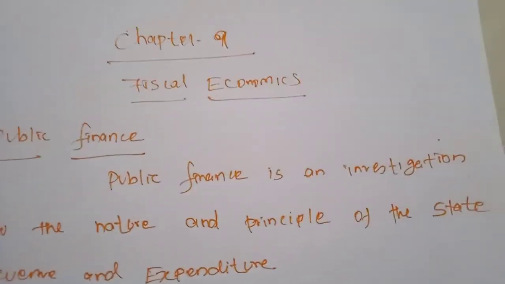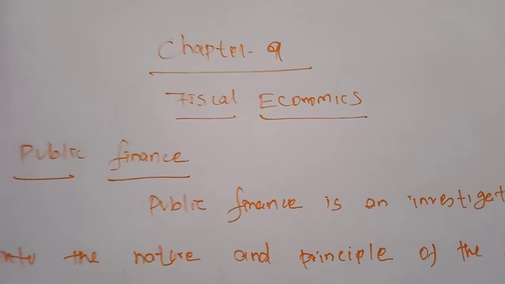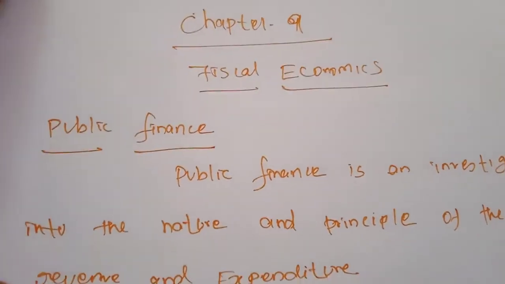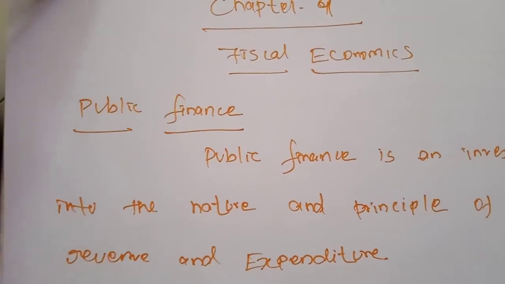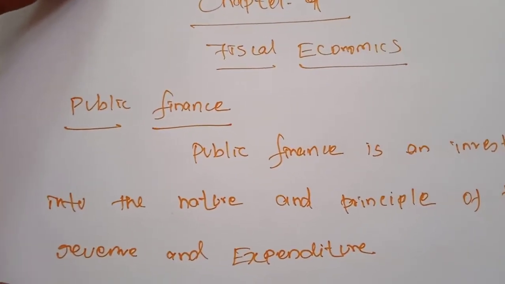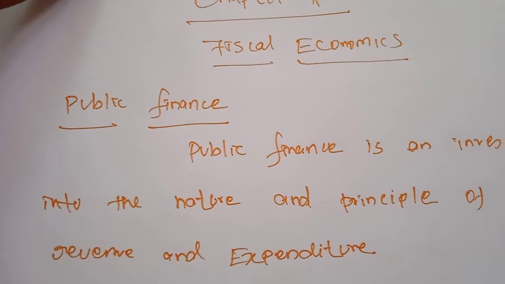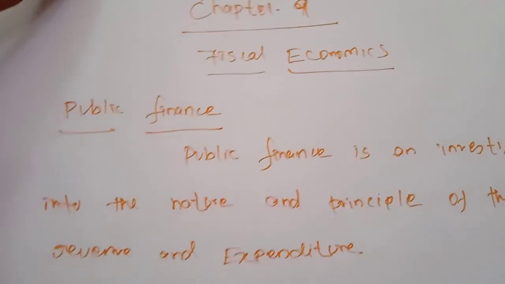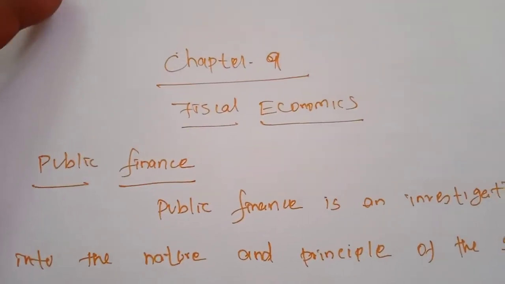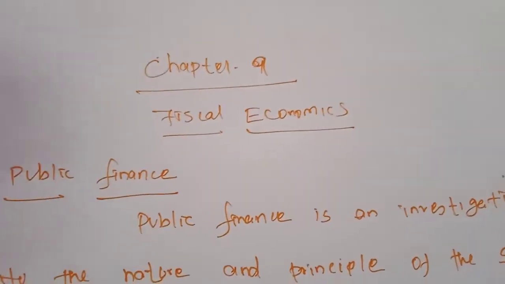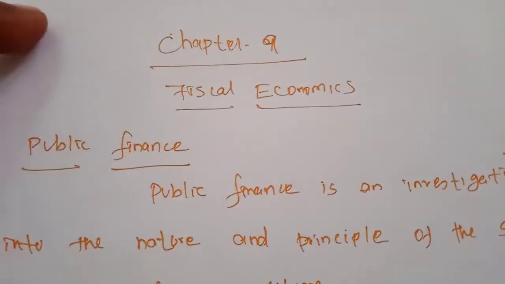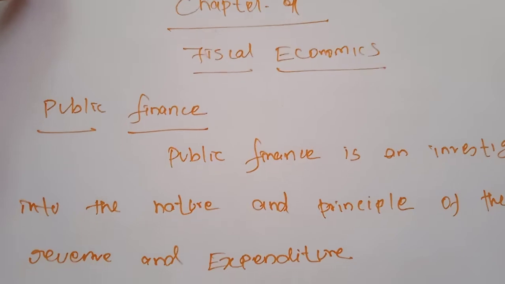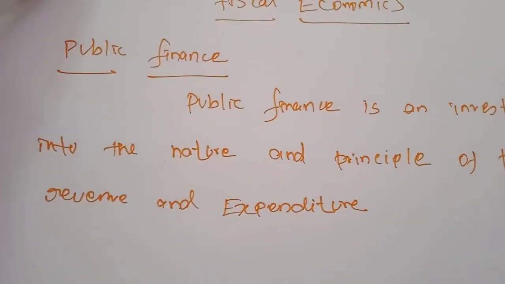Okay, students, chapter 8 has been completed. Next we will go to chapter 9, fiscal economics. The term fiscal economics is the new one. The old popular term for the subject is public finance. Now the term public economics is considered fiscal economics. Only the term has changed, so the older term for fiscal economics is public finance.